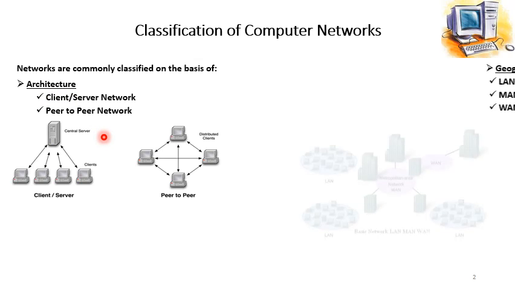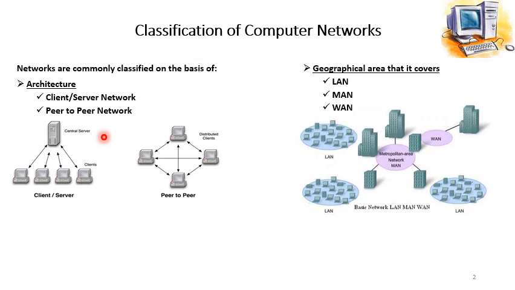And today we are going to see the classification of networks on the basis of its geographical boundaries. So that is LAN, MAN and WAN. Network is divided into 3 categories on the basis of the geographical area that it covers, that is LAN, MAN and WAN.